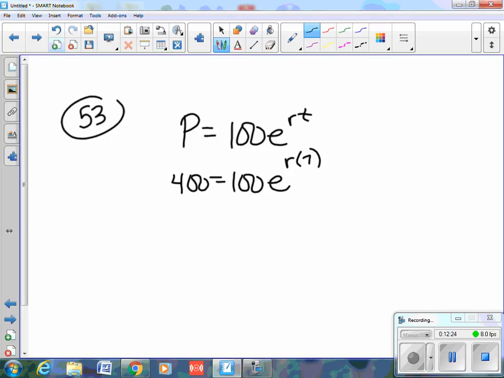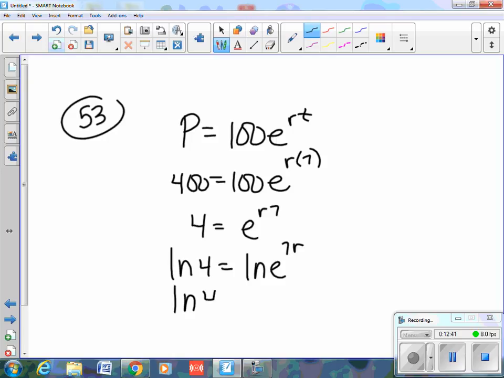So, first thing you do is divide both sides by 100, so you can get E alone. So 400 divided by 100 is 4 equals E to the R7, or 7R. Now you natural log 4, and you natural log the E to the 7R. Natural log of 4 equals 7R, natural log of E. This natural log of E is very important. It turns into a 1. So whatever the natural log of 4 is divided by 7 is going to be the rate.